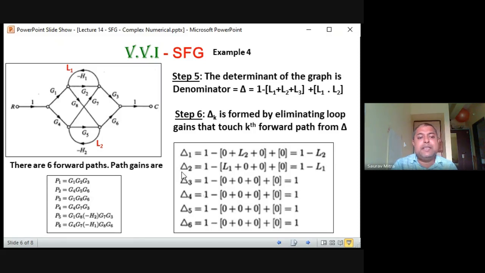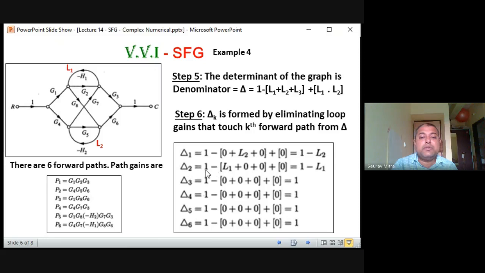Okay, now you find delta 2. So what is delta 2? Delta 2 is related to P2. What is P2? P2 is G4, G5, G6. Okay, and it is touching L2 as well as L3. This P2, G4, G5, G6 is not touching L1. That means in this delta you substitute L2 and L3 as 0. So what will remain is 1 minus L1, and L2 is 0, L3 is 0, L1 L2 is 0 because L2 is 0.